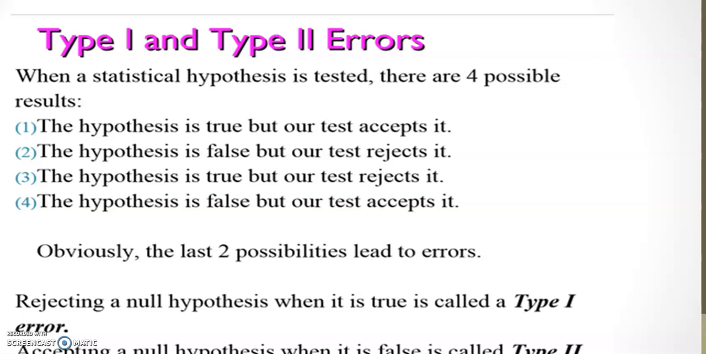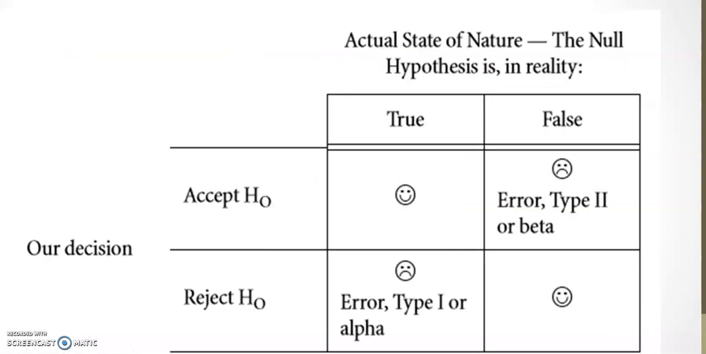The next two are errors. The hypothesis is true, but our test rejects it. It is type 1 error. The hypothesis is false, but our test accepts it. It is type 2 error. So the researcher should be very careful when testing the hypothesis.